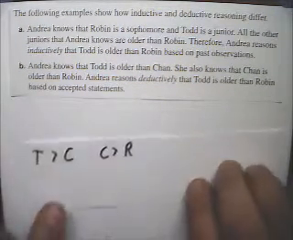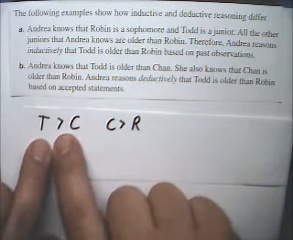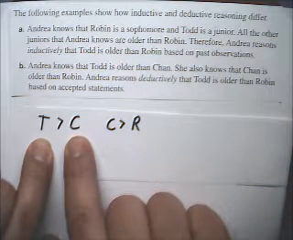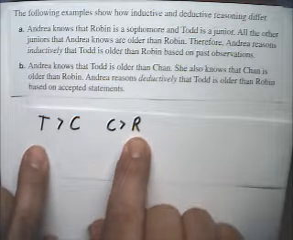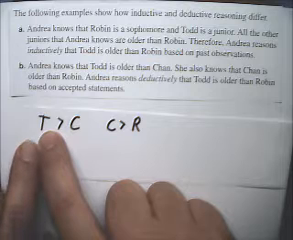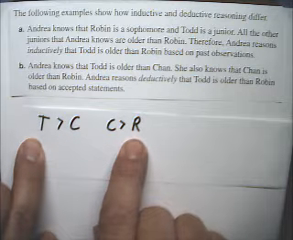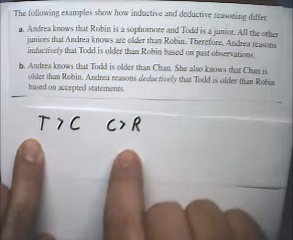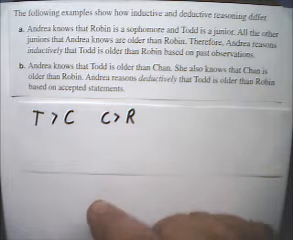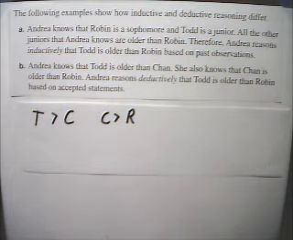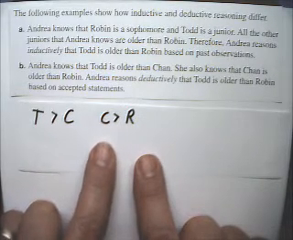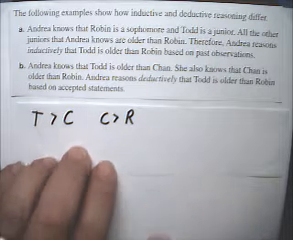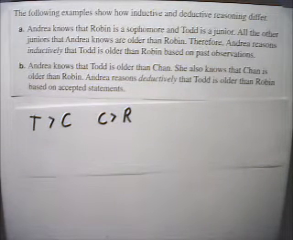And this particular example says that Todd is older than Chan, and Chan is older than Robin. Therefore, Todd is older than Robin. Statements like this are deductive reasoning, and it has nothing to do with observations or conclusions based on observations. These are conclusions based on facts rather than just observations.